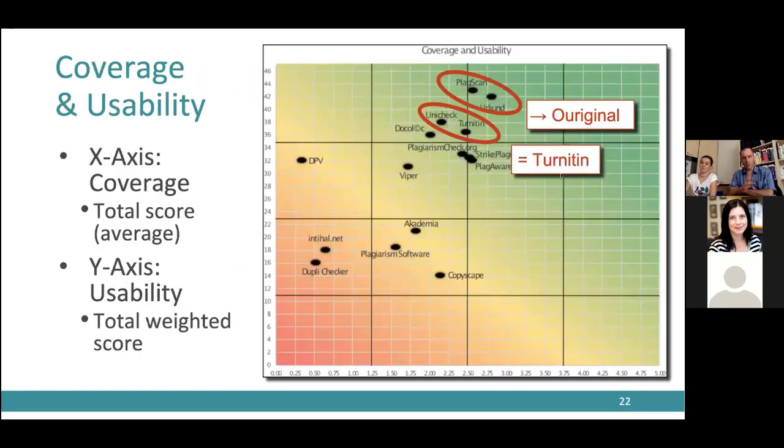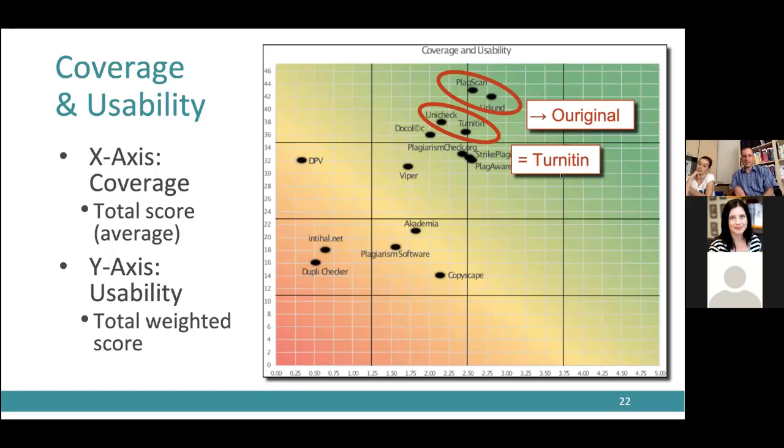So we weighted the scores in usability. We also averaged all scores for coverage, and you can see the results in these two-dimensional metrics. So the x-axis reflects coverage, the greener the better, and the y-axis reflects usability. Again, the greener the better.